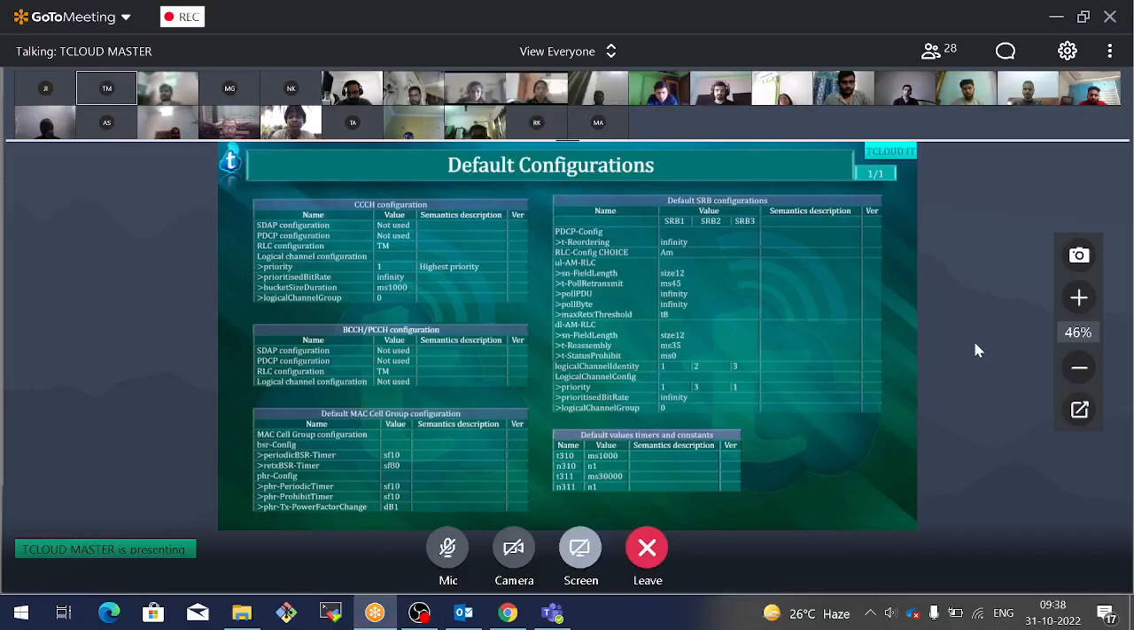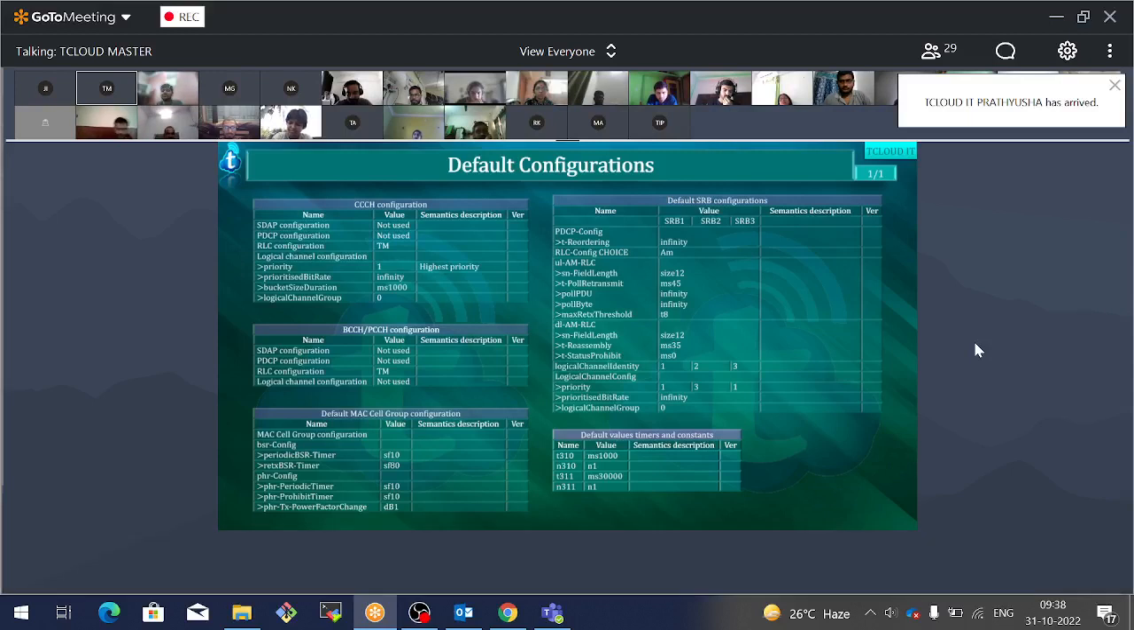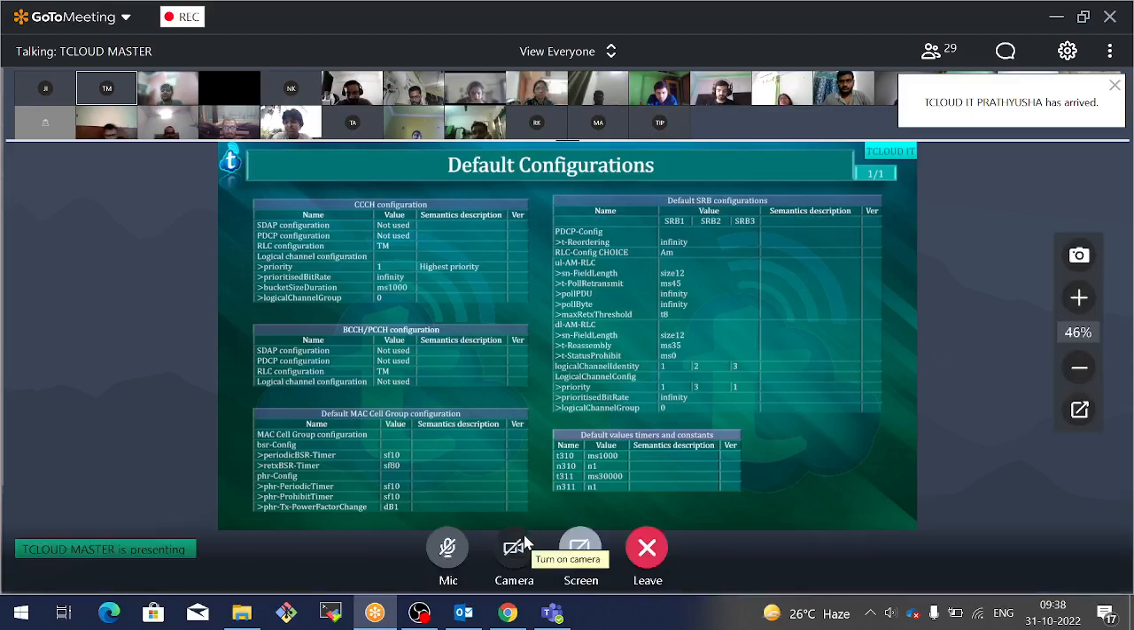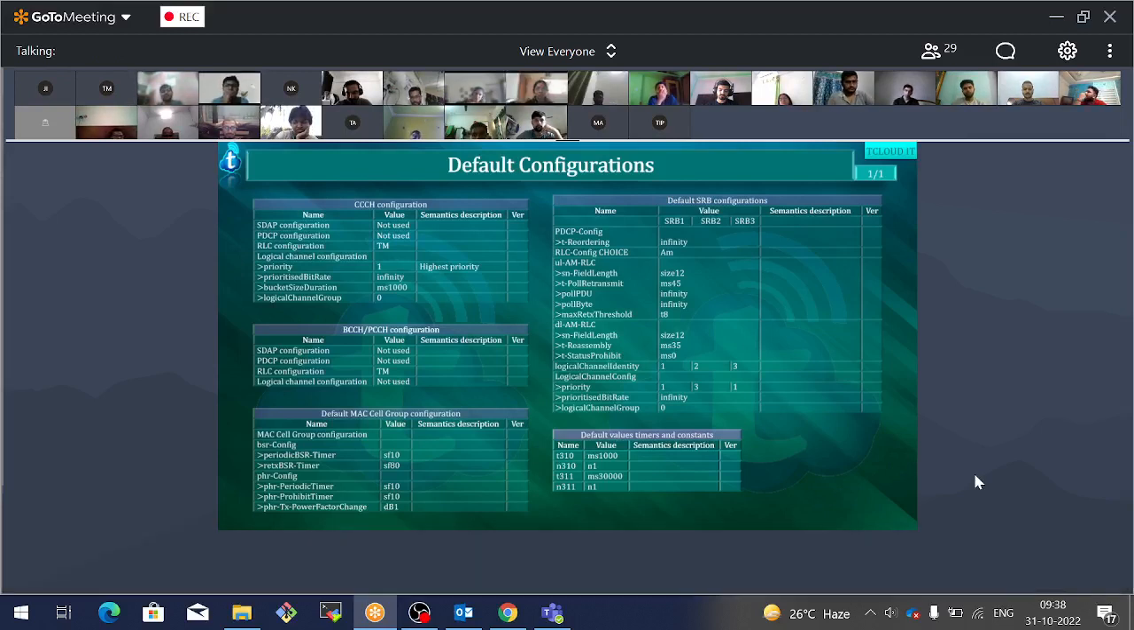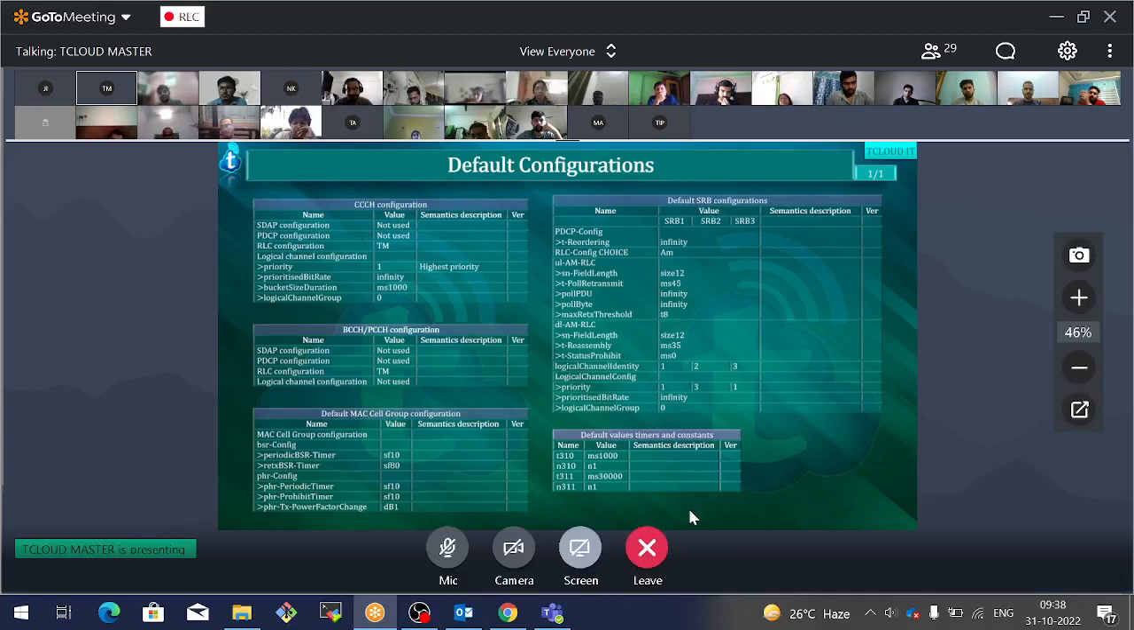There is a question. Let us try to answer that. RLC configuration by RRC means RRC reconfigures RLC and sends the configuration to the UE. Actually, RRC is capable of configuring any protocol layer that is present below it, including RLC. But RRC messages will have to travel through RLC itself.